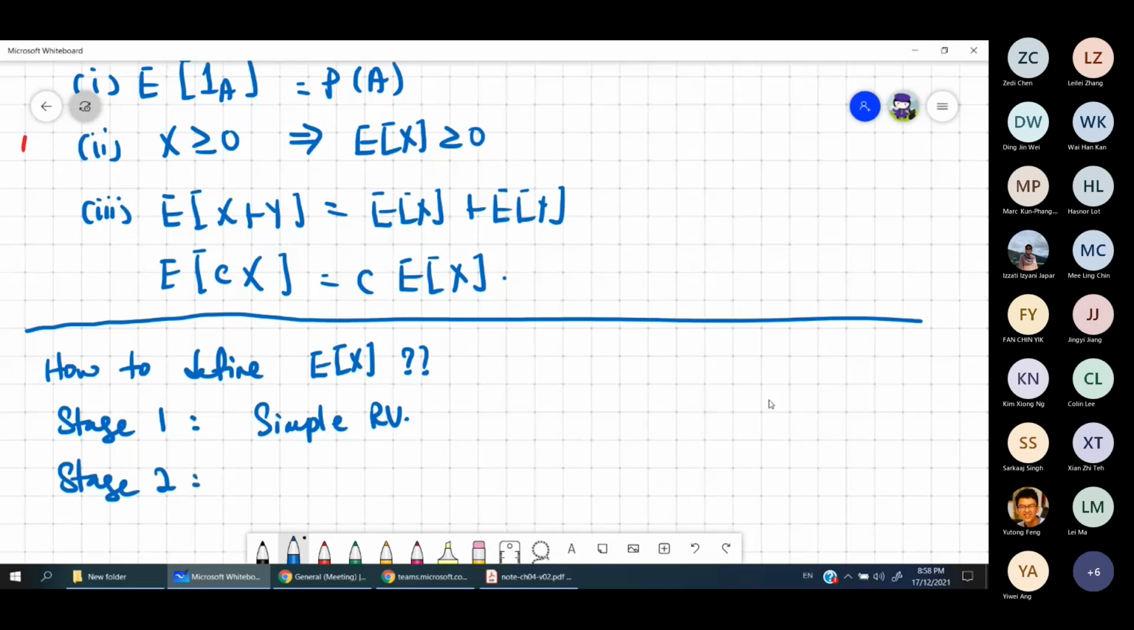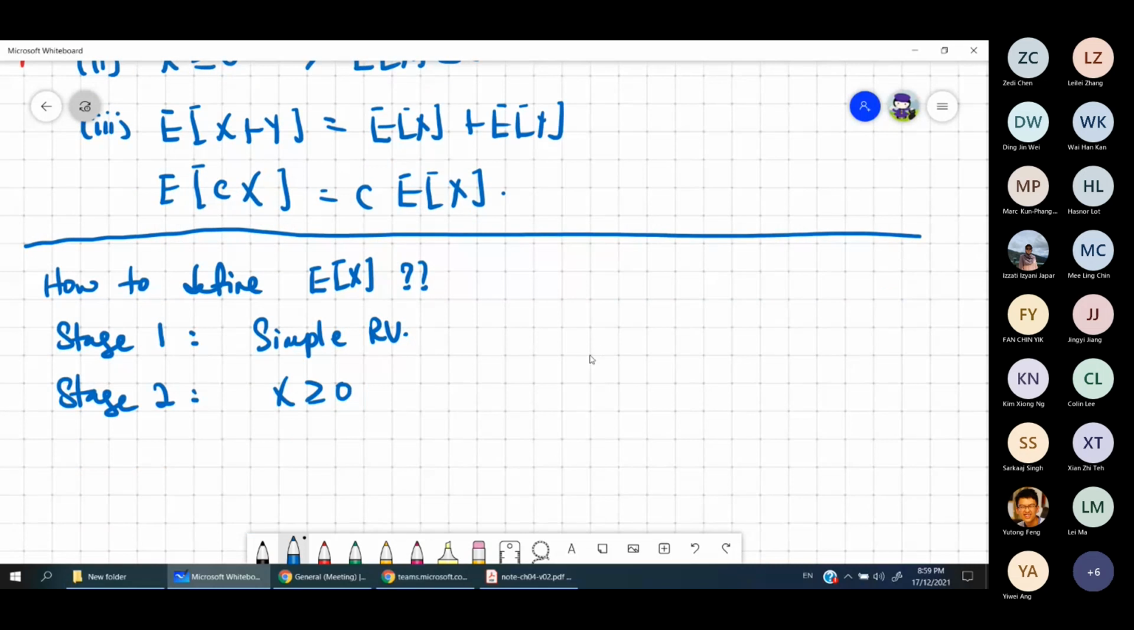And then stage 2, we look at the positive random variable. We see how to define expectation value for simple random variable, and next, we see how to define expectation value for positive or non-negative random variable. And finally, we come to stage 3: how to define an expectation value for any kind of random variable. Okay, so that is our stage, one by one.